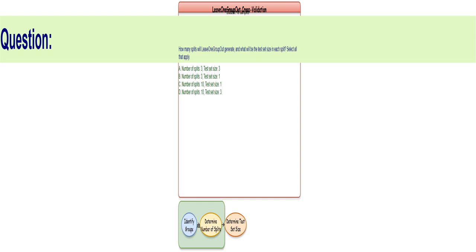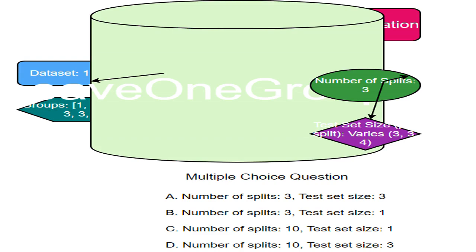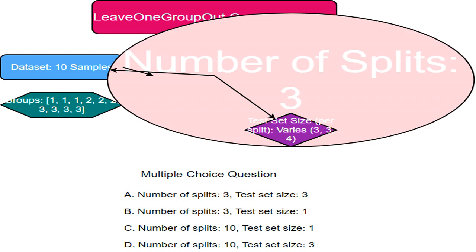I am using scikit-learn's LeaveOneGroupOut, a tool that helps me split my data for cross-validation. It's smart because it uses predefined groups to do the splitting. I found that there are 3 unique groups in the data. LeaveOneGroupOut makes one split for each unique group. That's why I have 3 splits.